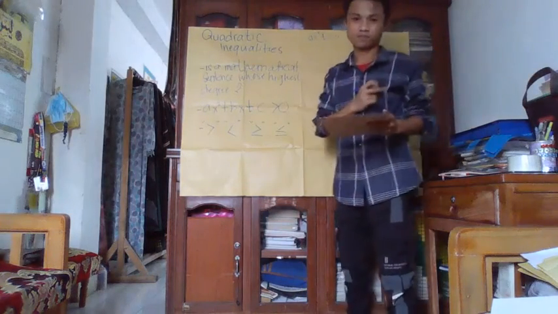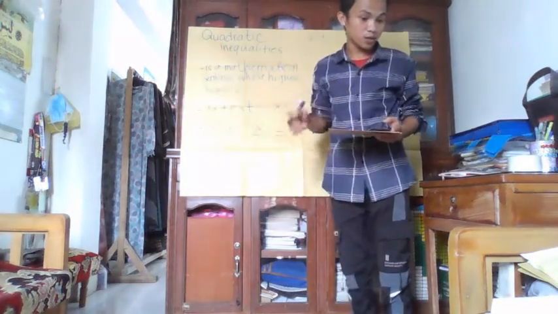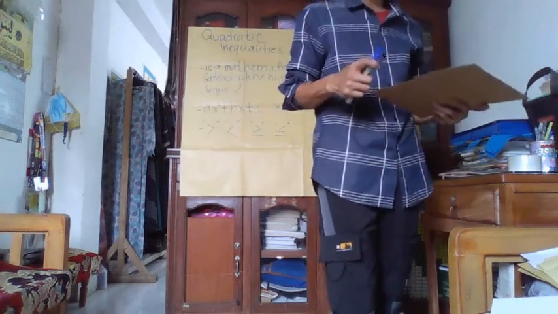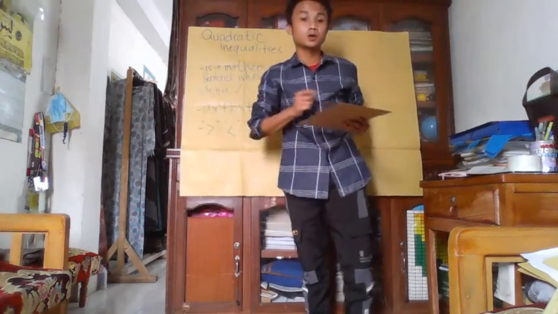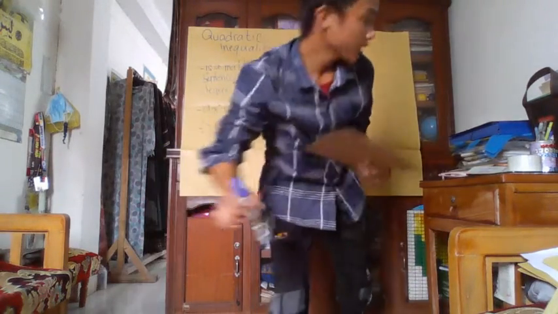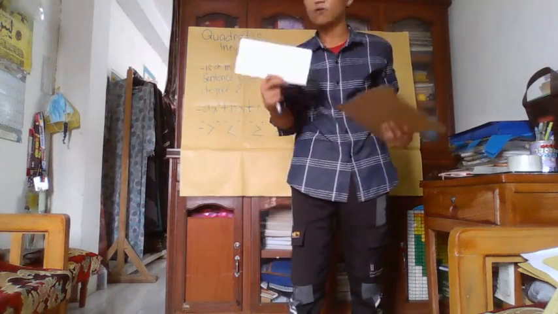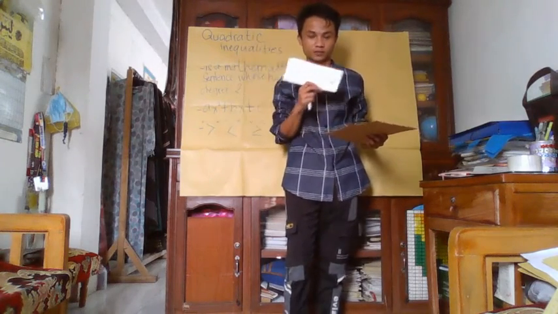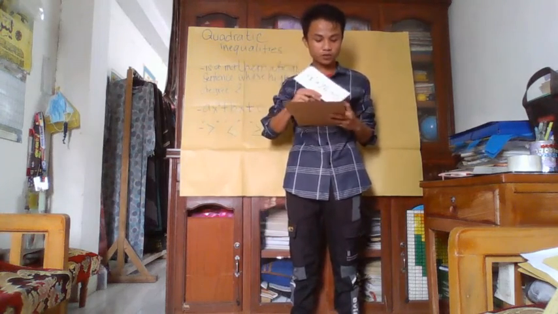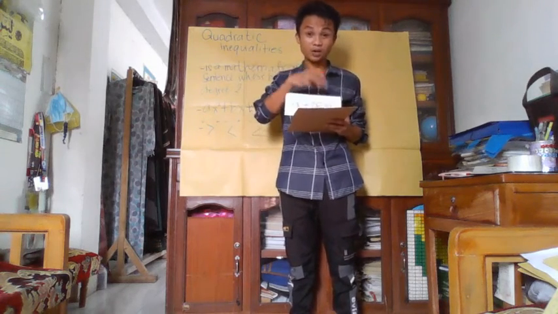So, now class, is this a quadratic equation? Can you see? This 4x squared plus 25 equals 0. Is this a quadratic equation? Okay, yes, this is a quadratic equation because of the degree of 2 and the equal sign.